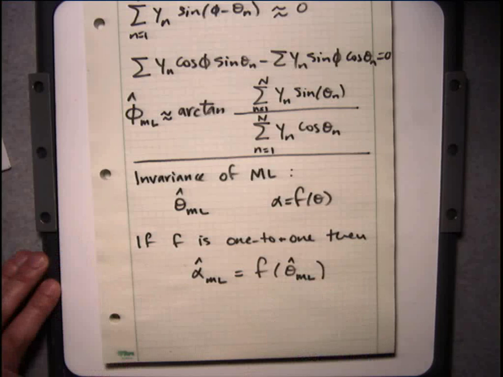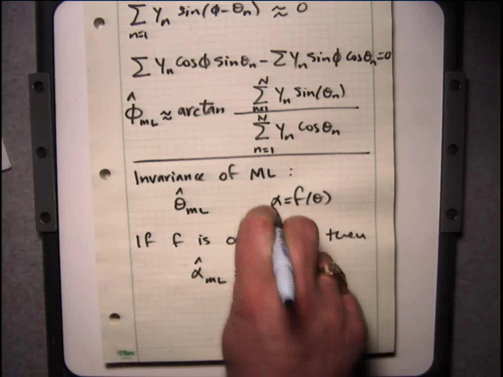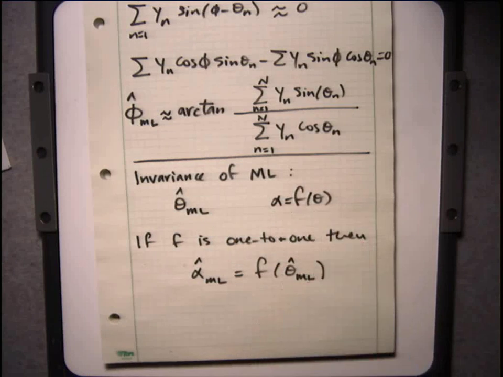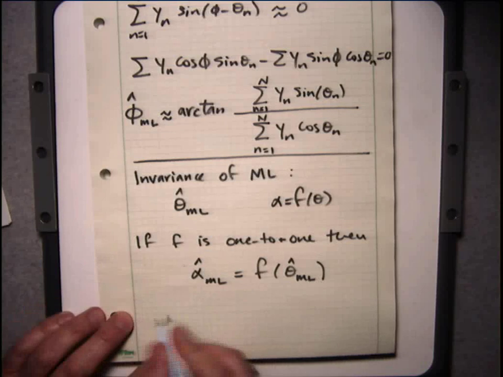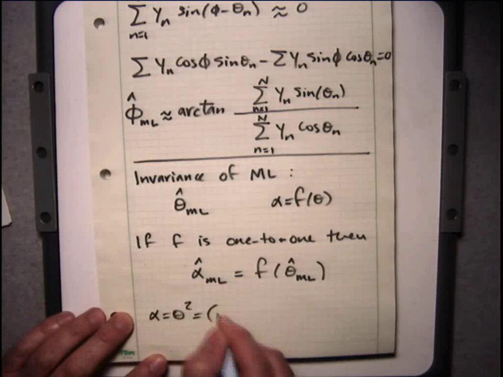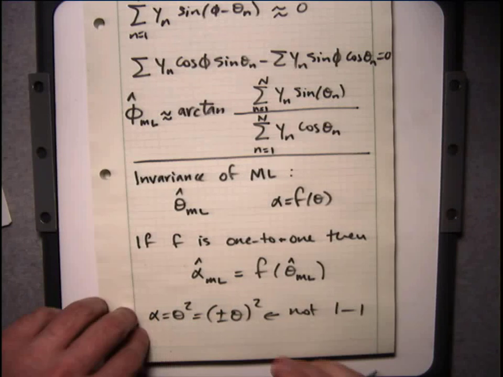Okay? What's a one-to-one function? A one-to-one function is a function where there's a single value of theta corresponding to a single value of alpha, and that's it. So for example, alpha equals theta squared is not a one-to-one function. Now what happens if there are multiple values that give you the same value of alpha? That, it turns out, is not terribly difficult to deal with either. As an example, alpha equals theta squared, because theta is plus or minus the square root of alpha, is not one-to-one. Okay, so what do we do?